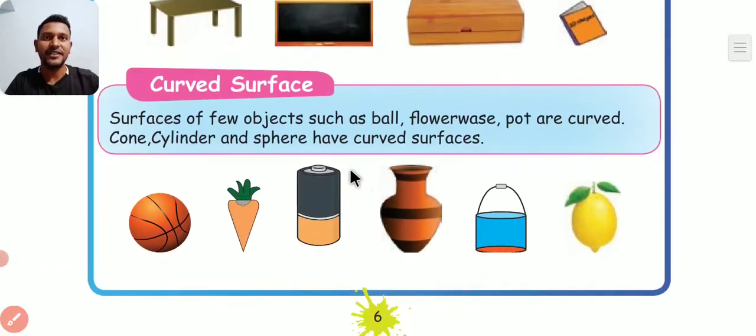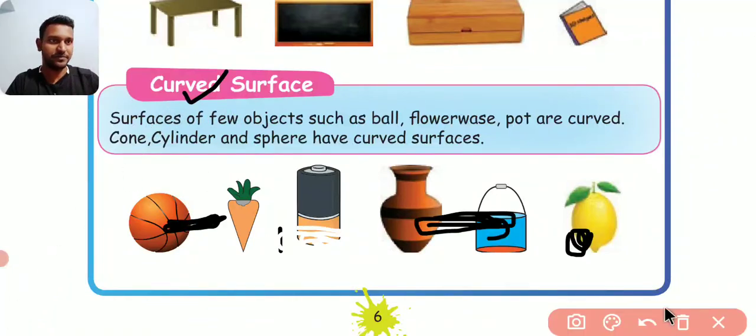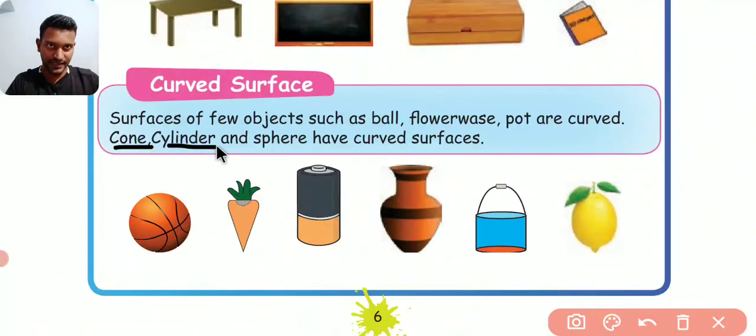And now here we have curved surface. What is curved surface? Surfaces of a few objects such as ball, flower vase, pot are curved. Curved means round shape. You see this ball is in round shape. That means curved. This is an example of curved shapes. Cone, cylinder and sphere have curved surface. Curved means round surface. You see all the images have the round surface. That means curve. That's all. Next.